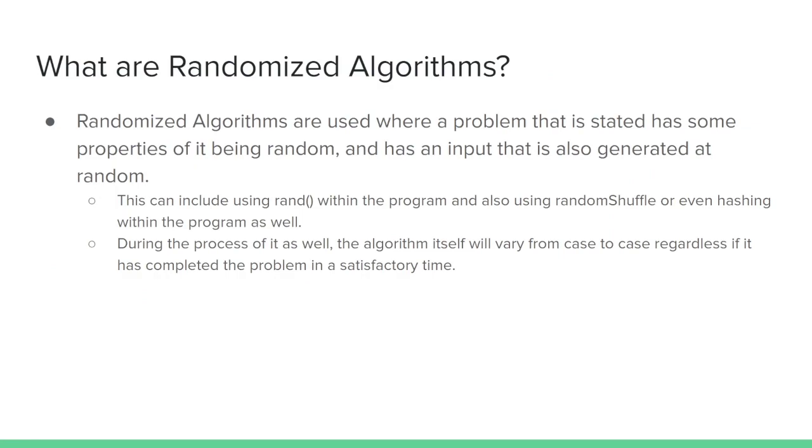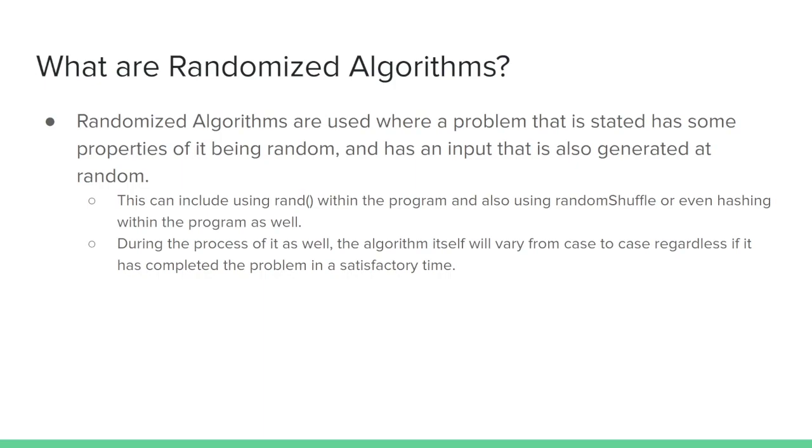So what are randomized algorithms? Randomized algorithms are used where a problem that is stated has some properties of it being random and has an input that is also generated at random. So basically, if you have a problem that says, let's take a random input, sort it, and then produce the output. In a quicksort function, you would generate the random numbers, and then from there sort them. However it's sorting, it could take random points or random pivots, random sections of it, sort it, and then put it back out into an output. You're expecting an output no matter what.